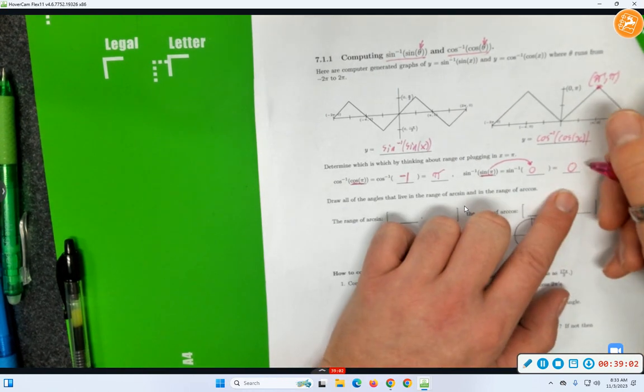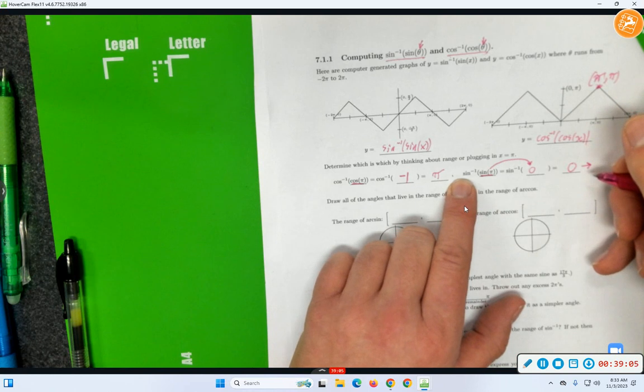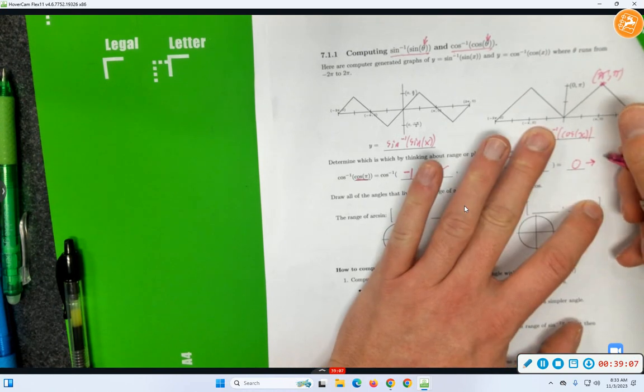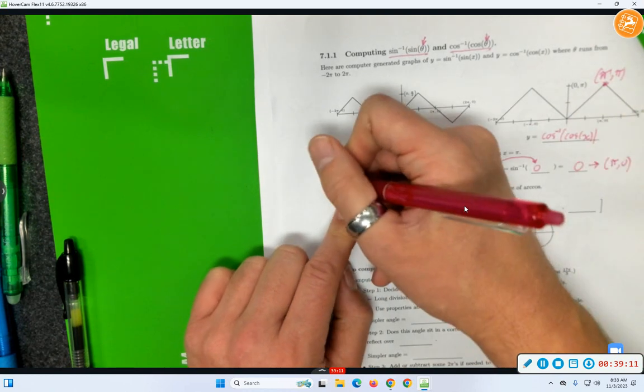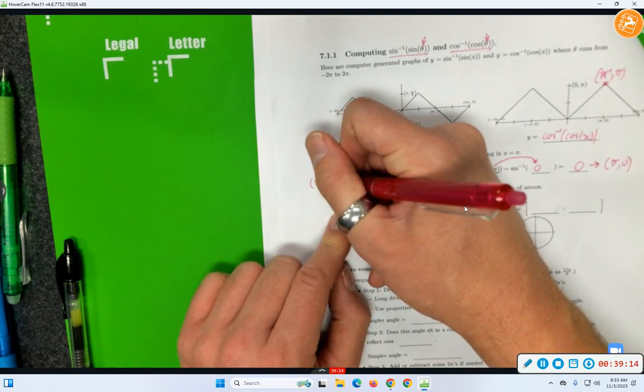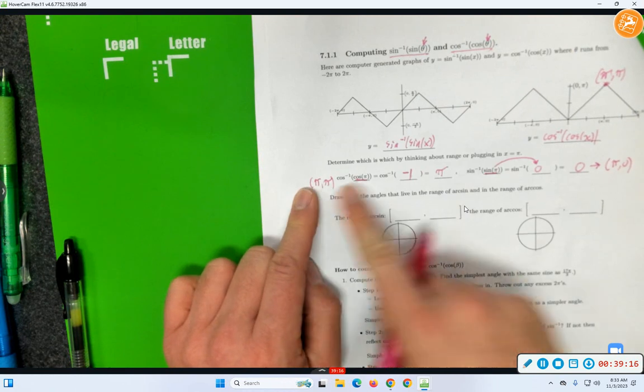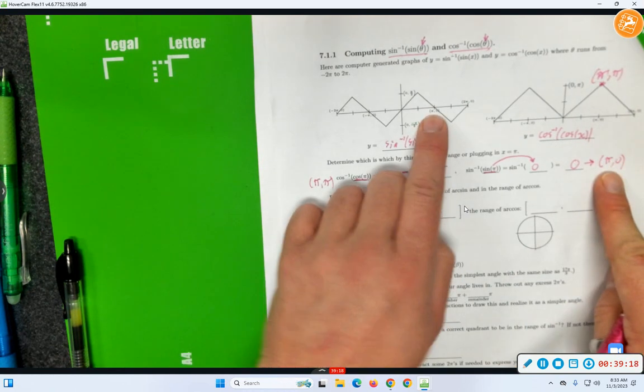So it looks like inverse sine of the sine of x should go through the point pi, 0. Inverse cosine of the cosine of x should go through the point pi, pi. Cool.